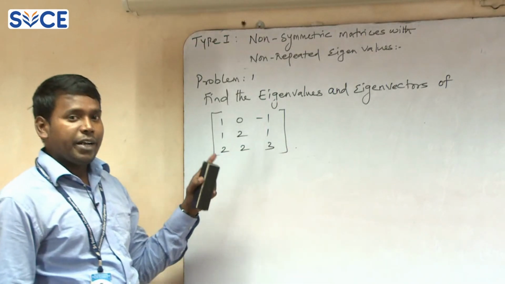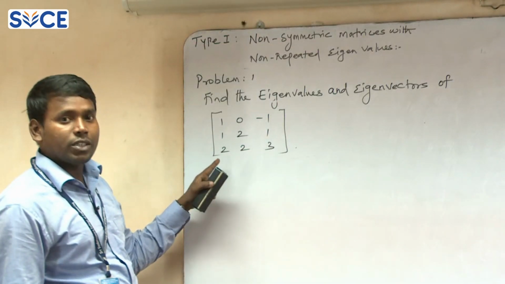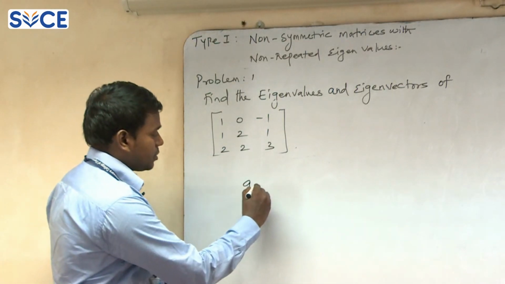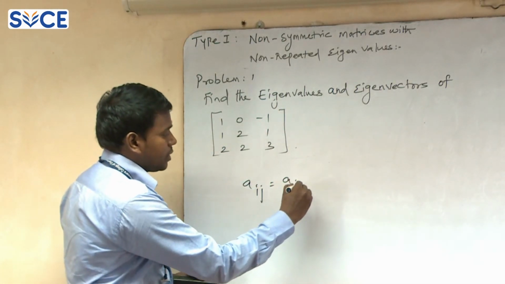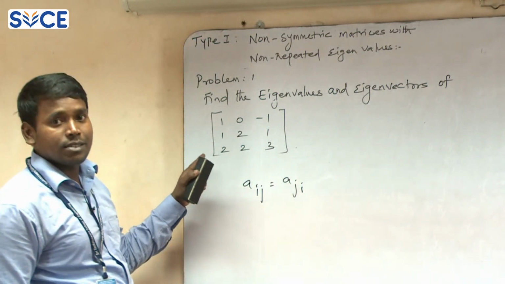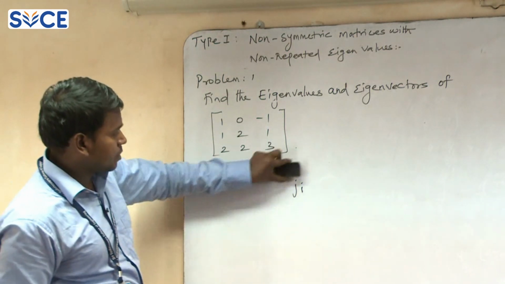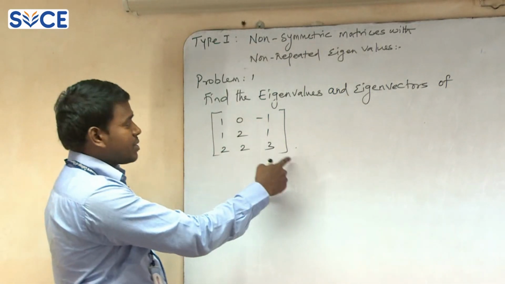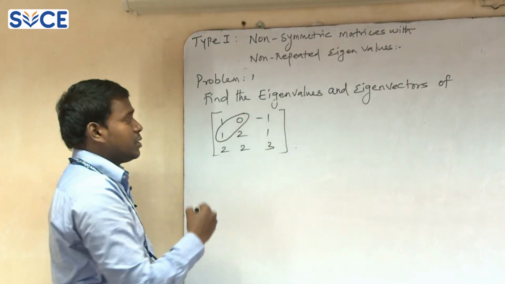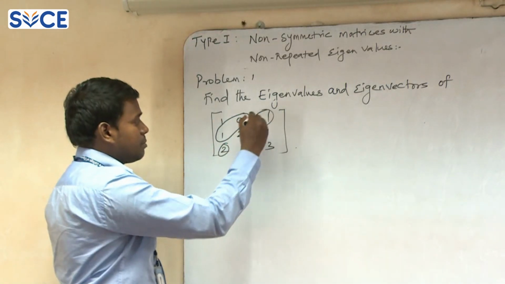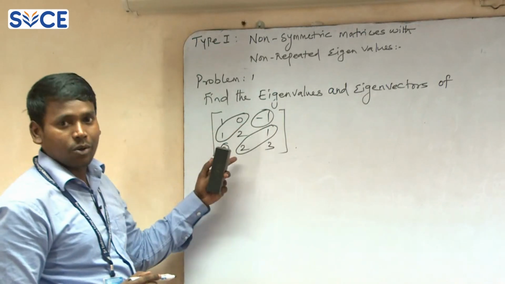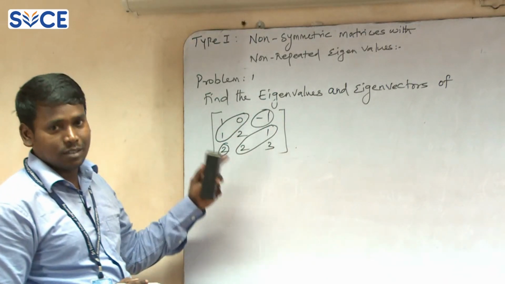First step, we should identify whether the given matrix is symmetric or non-symmetric. If it is symmetric, it should satisfy the condition Aij equal to Aji. If it does not satisfy this, the given matrix is non-symmetric. Now here your main diagonal elements are 1, 2, 3. Symmetric means the corresponding terms on either side of the diagonal must be the same. So here they are not equal, so the given matrix is non-symmetric.